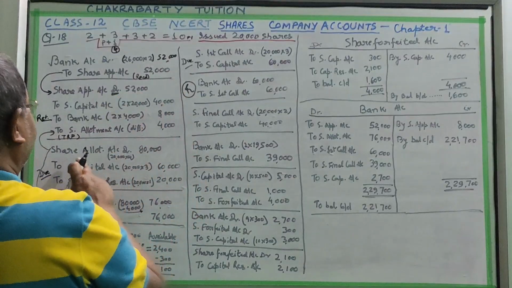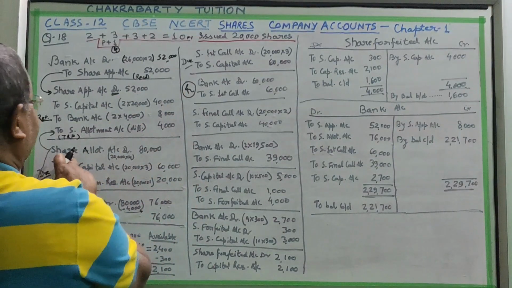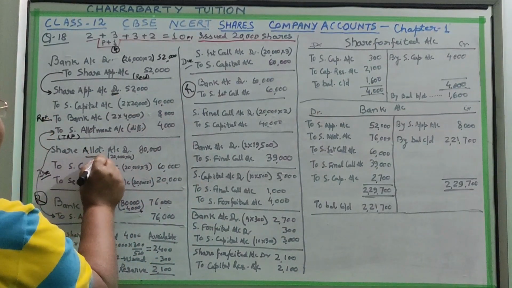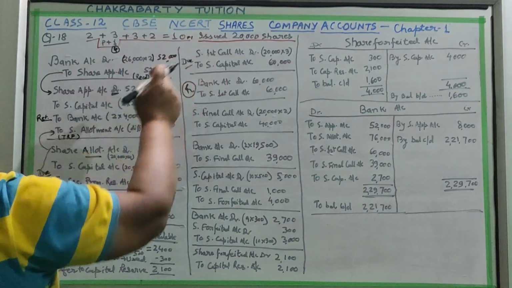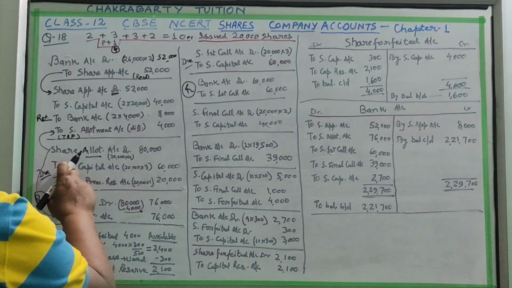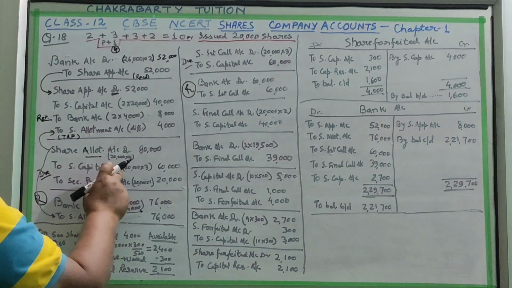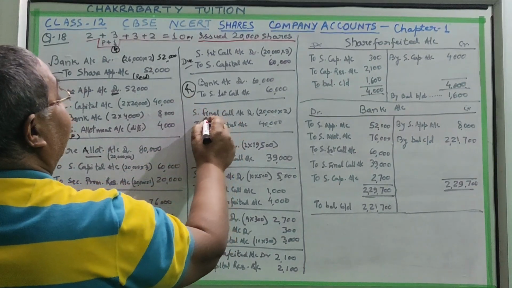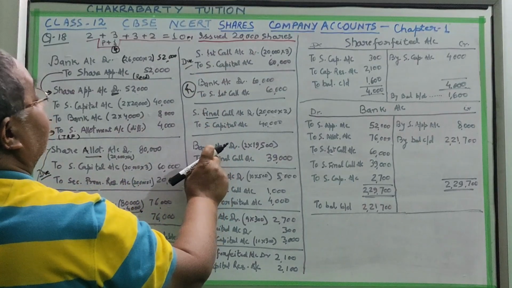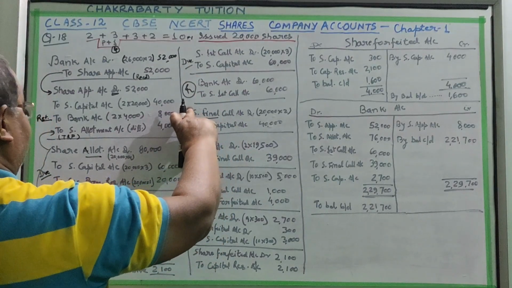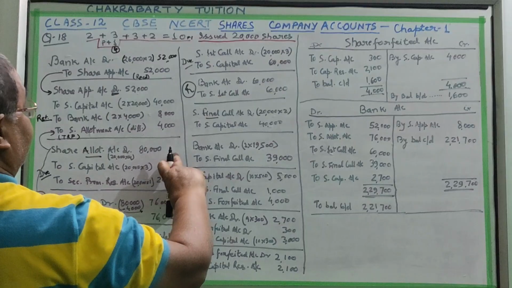You see, every time for the due entry, we use the word share, and then we change this word allotment. We write first call, we write second call, we write final call, and the other entries are the same to share capital account. In this way, share final call account debit to share capital. This entry remains the same and the bank entry also remains the same. So it is a pair of 2 entries. A pair of 2 entries always goes on.